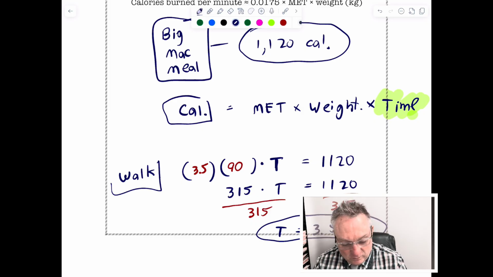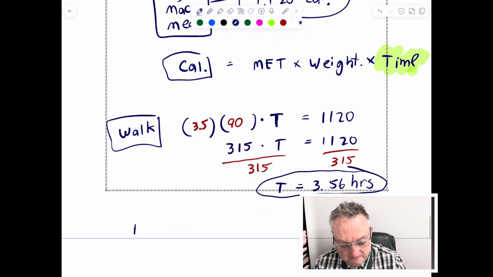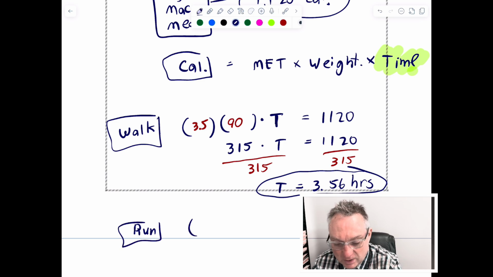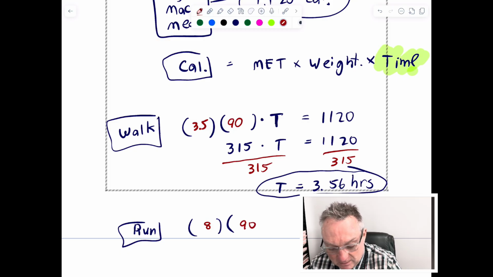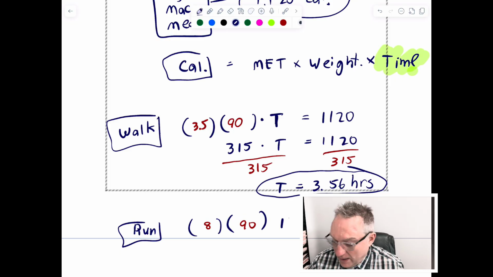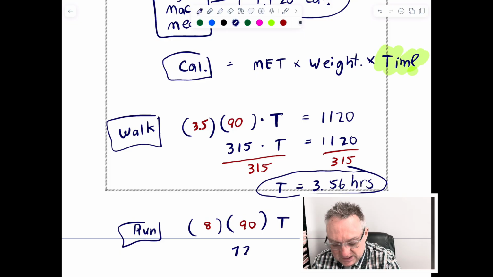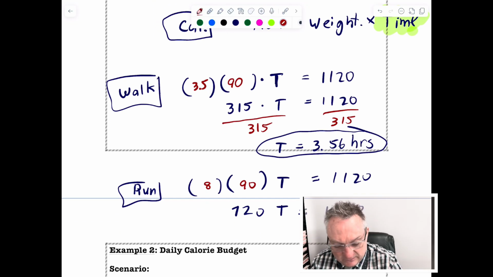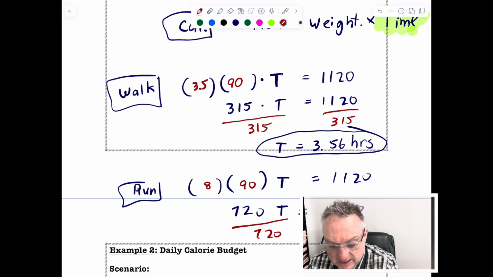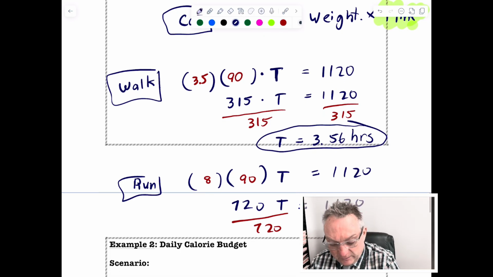Let's see what happens if we ramp it up and we run. Okay, the metabolic rate for running is 8 times my weight of 90 times t. And so 8 times 90 is 720. So I have 720 t has to equal the 1120. And so this time, t is being multiplied by 720. So I'm going to divide by 720. And that gives me about 1.56 hours.